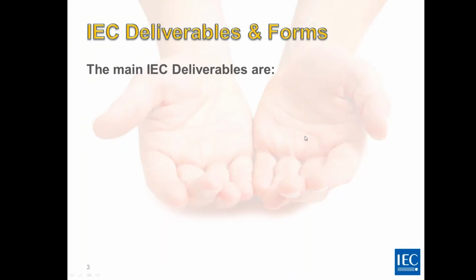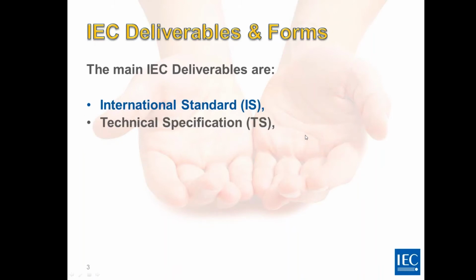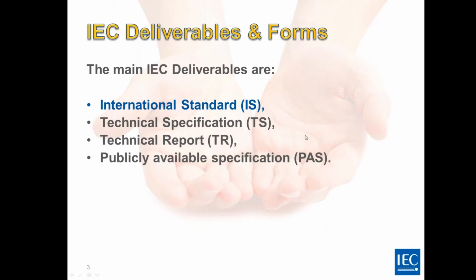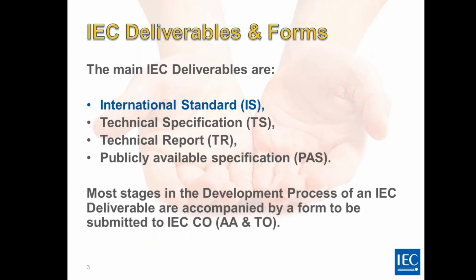So a short reminder on the IEC deliverables. The main deliverables are international standards, technical specifications, technical reports, and publicly available specifications. Most stages in the development process of an IEC deliverable are accompanied by a form to be submitted to IEC Central Office. And in IEC Central Office, the administrative assistant as well as a technical officer will arrange the circulation of the document.